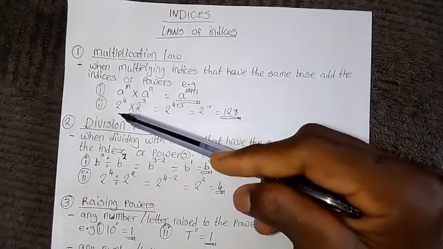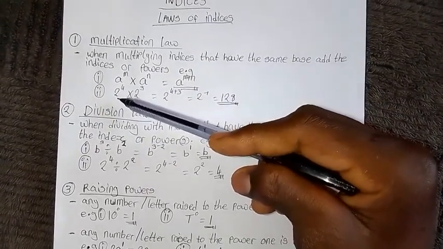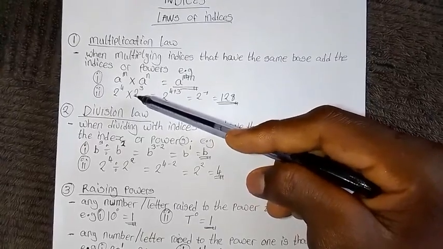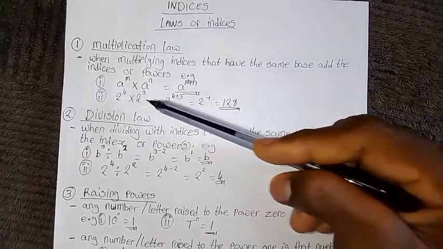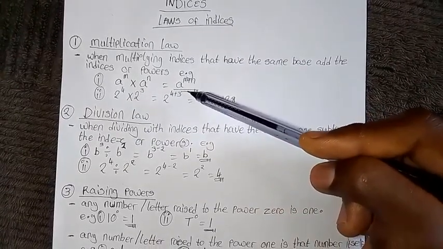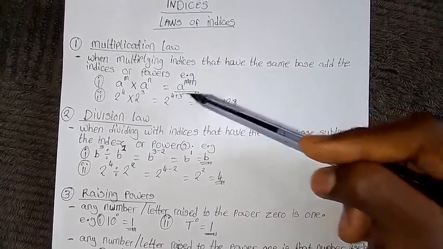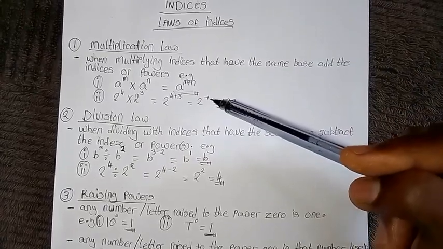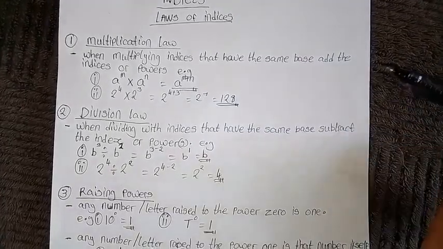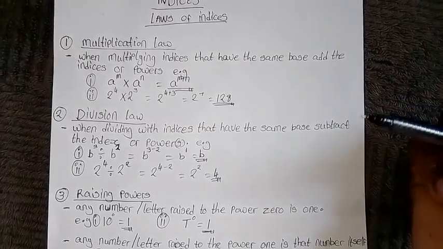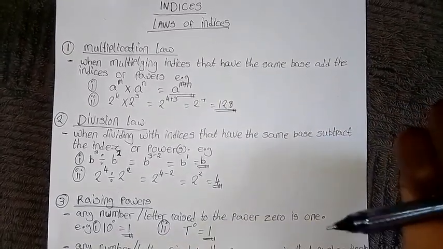Let's say you're given to multiply 2 power 4 and 2 power 3. The bases are the same, so you have to add the powers, which is 4 plus 3. That will give you 7, and 2 raised to the power 7 is 128. So that's it for the multiplication law.